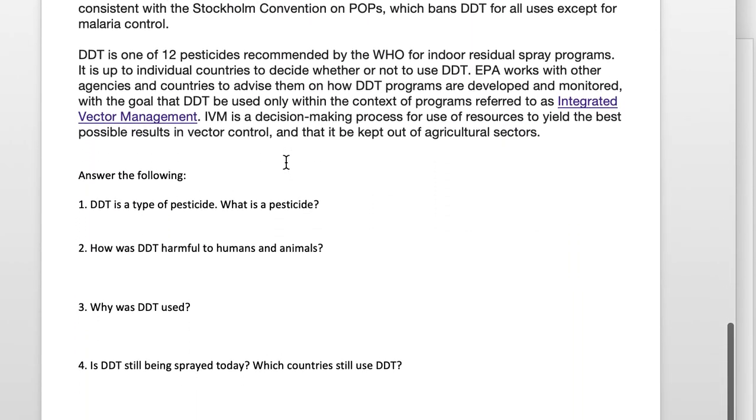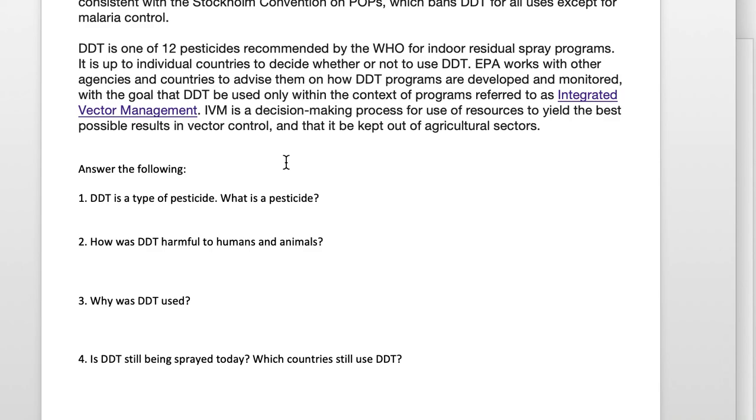And then you're going to answer these 4 questions on a Google Doc form. First question is, DDT is a type of insect, a pesticide. What is a pesticide? Explain how DDT was harmful to humans and animals. Explain why we even use DDT in the first place. And then number 4, is DDT still being sprayed today? Which countries still use DDT?